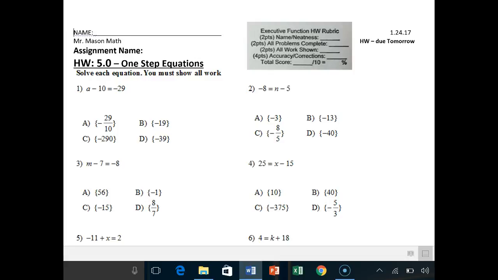I'm going to help you out with homework 5.0, one-step equations. I'll be doing the odds for you.